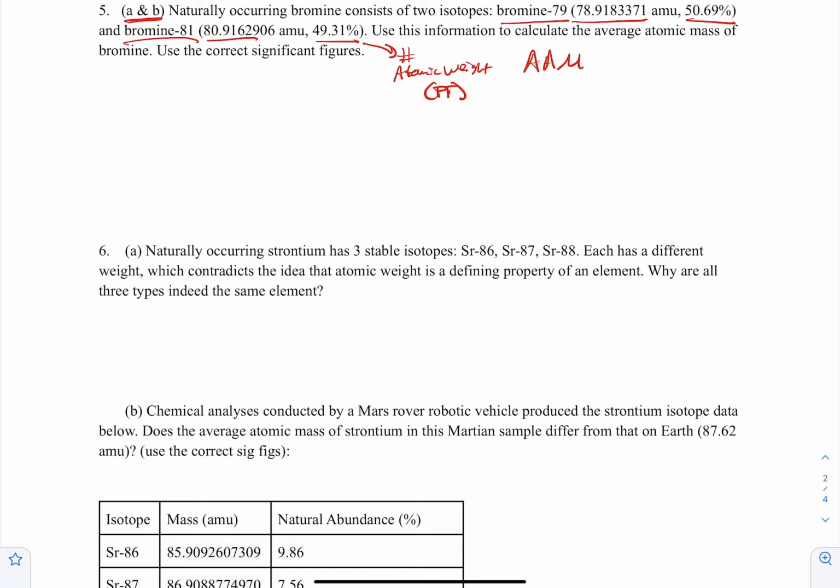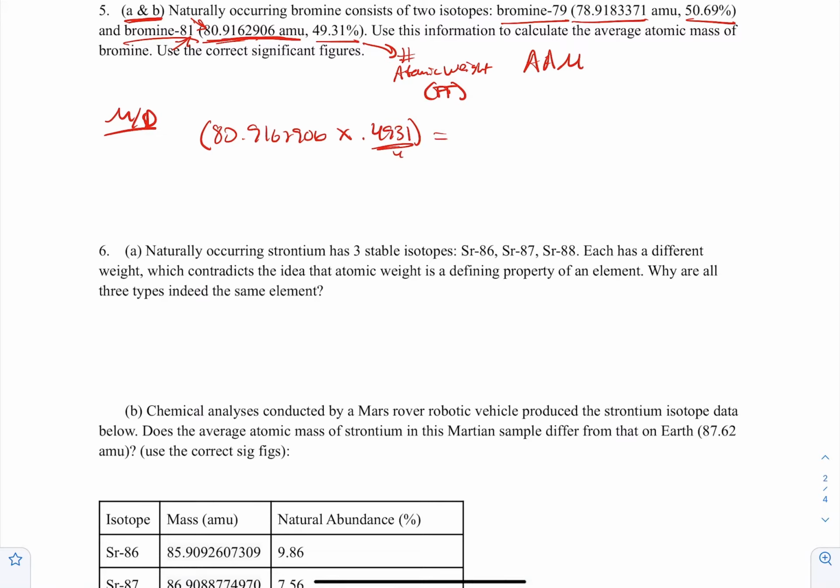Okay, so the way we do that is, like we were just saying, we multiply each mass by the percentage, right? The reason they give you this number is because you can't just use 81. In fact, 81 is mostly an approximation. And so we use this value, 80.9162906. It's more specific, okay? And then we'd say times 0.4931, okay? And notice that we're going to have to use sig figs here. So we're at multiplication and division, and this has 4 sig figs, so our answer will be limited to 4 sig figs.